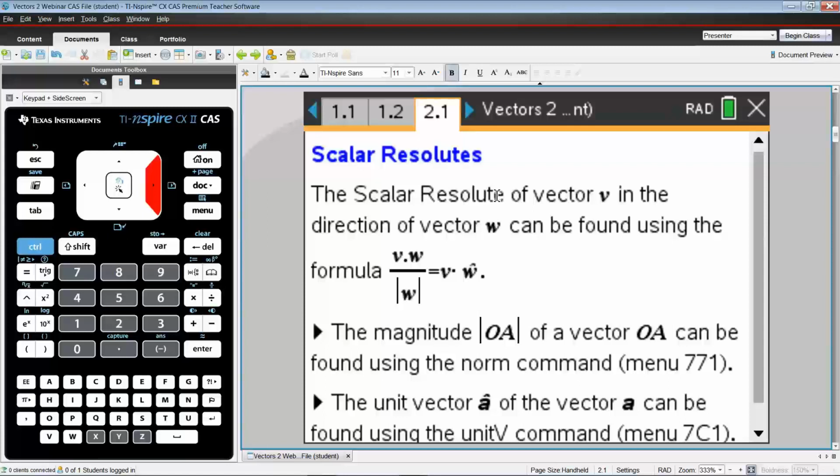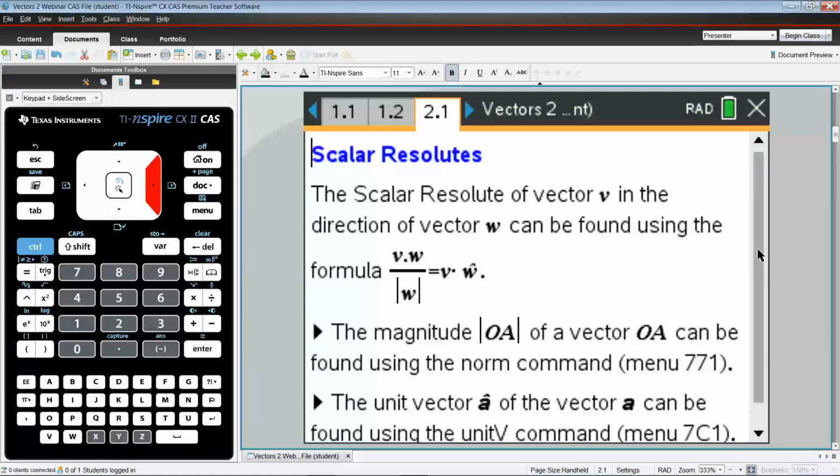So you might know this already very well. The scalar resolute of a vector in the direction of another is simply the dot product of the first vector with the unit vector of the second. There's two alternative formulas for it. You can use either one of those. Computationally, in terms of by hand methods, I reckon the first one's easier to use, where you dot product the two vectors and divide by the magnitude of the second. If you're using the CAS, it's a lot easier to just use v dot w hat.